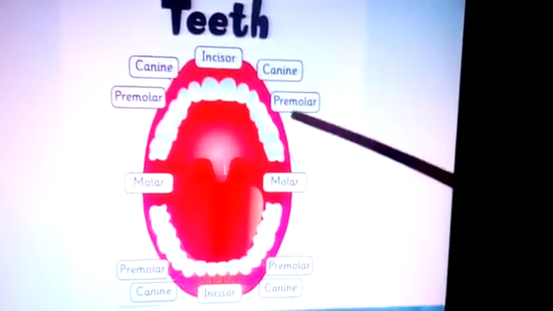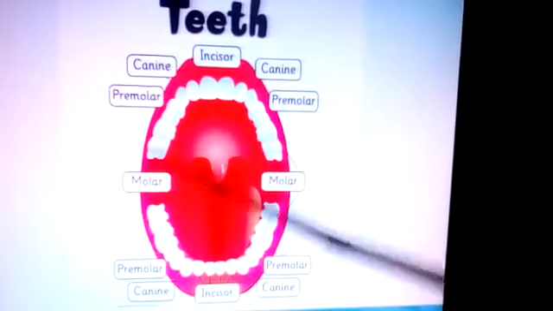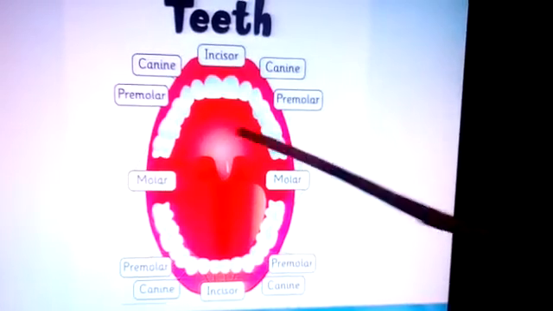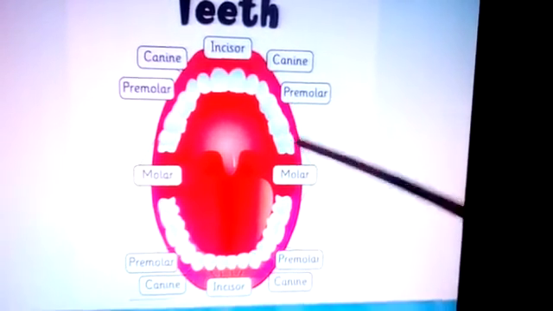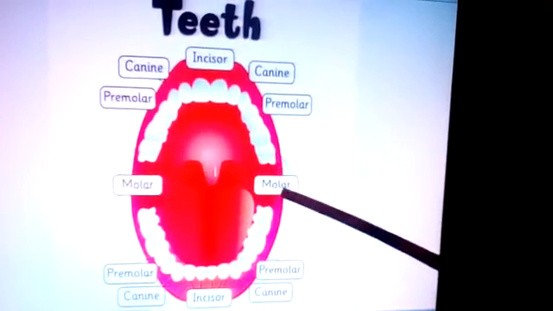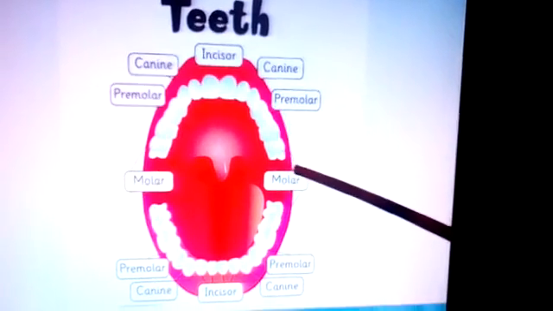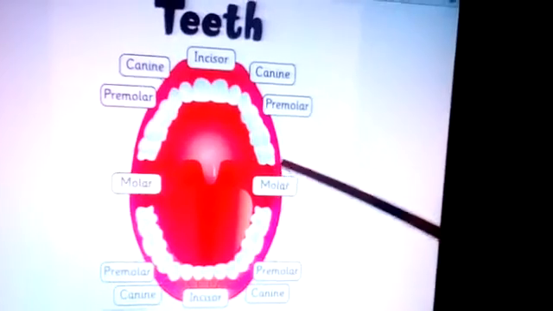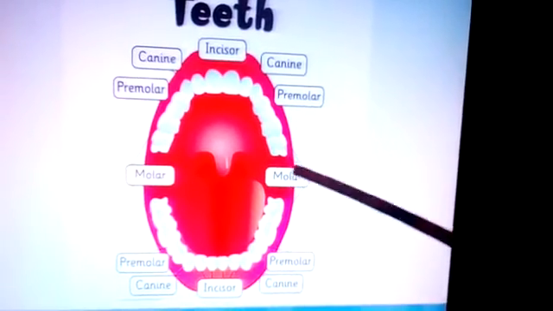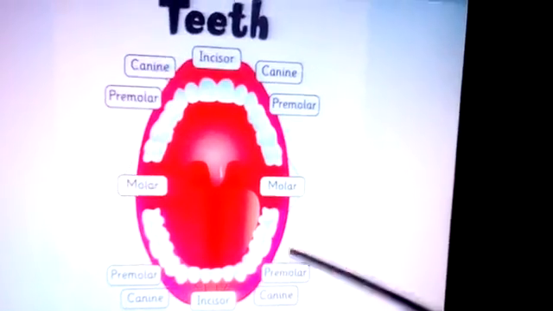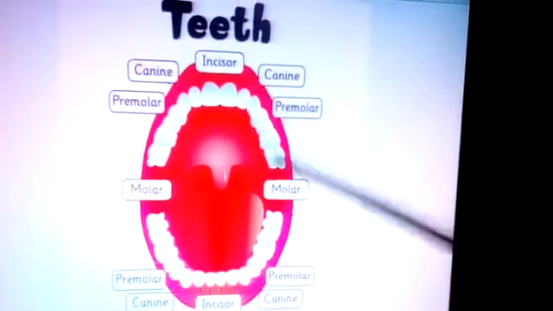And the premolars help in chewing and grinding. And also the molars, the last ones, they also help in grinding and crushing the food particles. So these are the different types of teeth performing different functions.